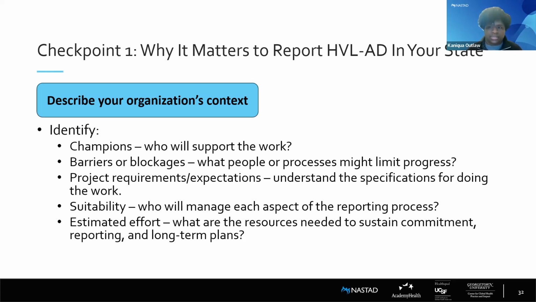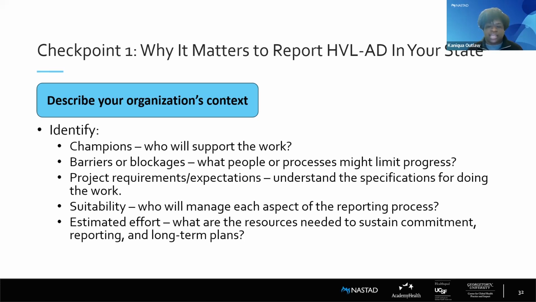What stakeholders have been identified? Who are the people that have the decision-making authority and are going to do the work and support the work for reporting? It's also important to consider what are the barriers or blockages to reporting. So this could be people or processes. So really getting a good understanding of what those are and being able to name them and document them so that you can mitigate any of those that may hinder your process.